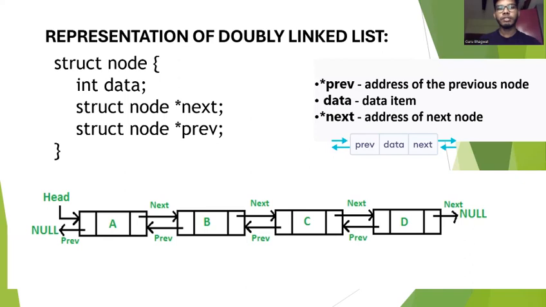This is the C function. First, struct node: we are going to create a structure node. In that structure node, we declare the data as an integer, then a struct node pointer next, and a struct node pointer previous. Previous is the address of the previous node, data is the data item which holds the actual data, and next is the address of the next node. This is all about the doubly linked list.